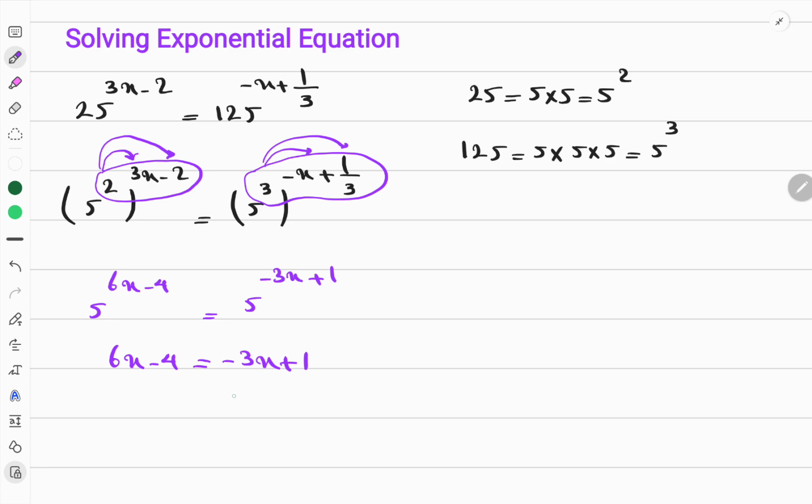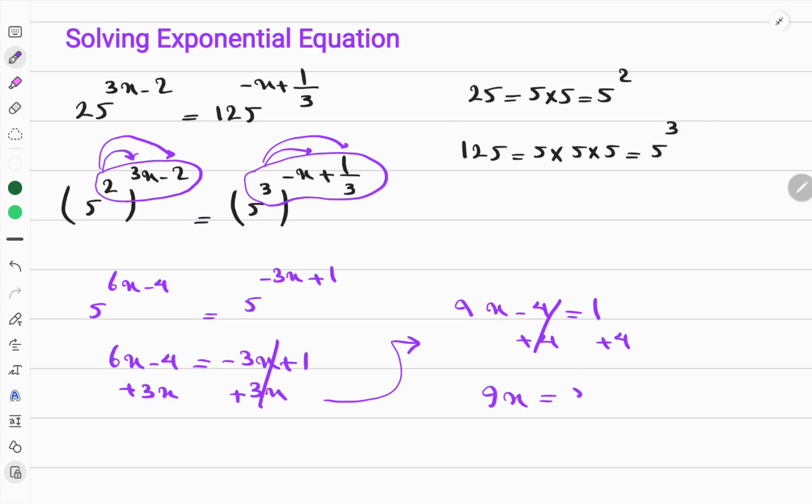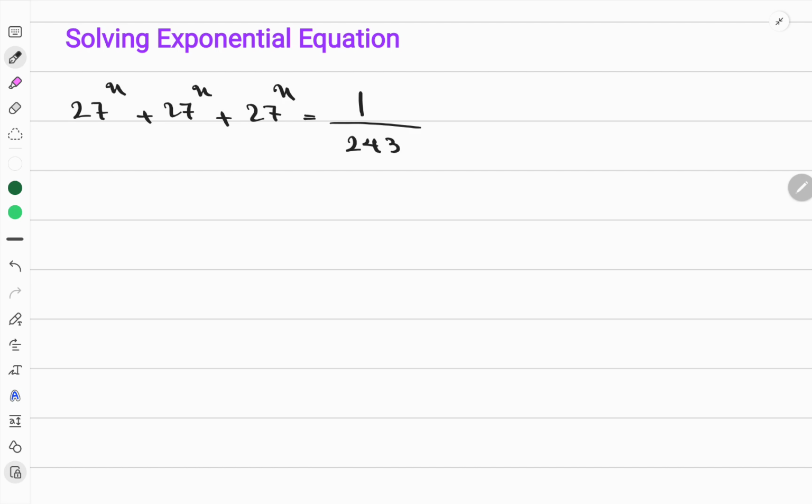Okay, so you can add 3x to both sides. We will have 9x minus 4 equals 1, and then add 4 to both sides. 9x equals 5. So x equals 5 over 9. This is the answer of x.